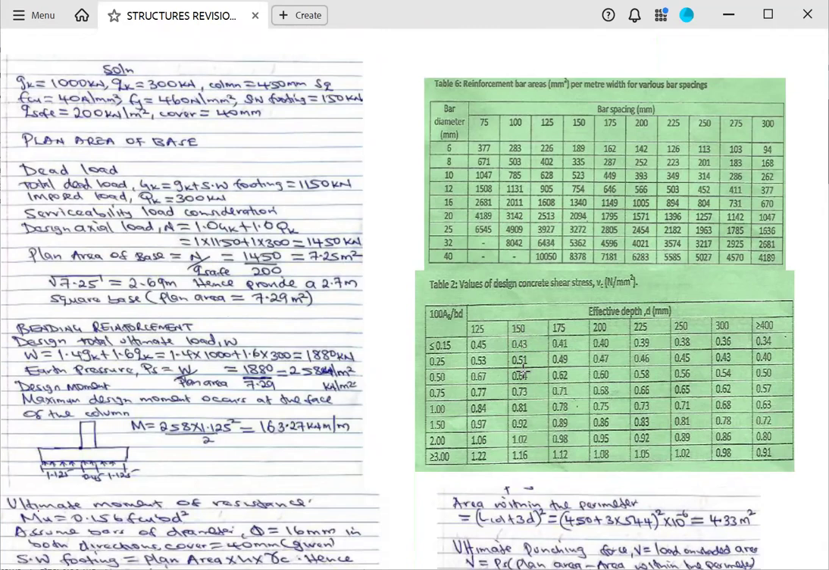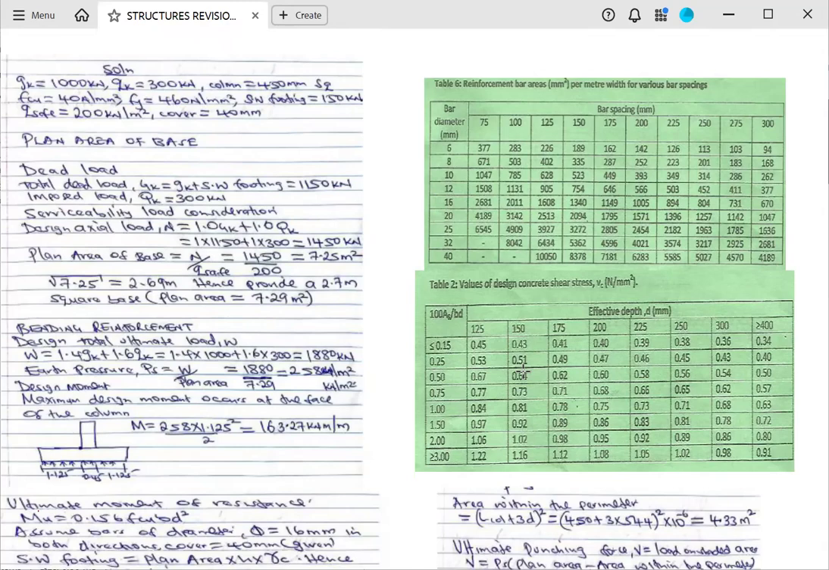Now, under plan area, we shall compute dead load. Total dead load here will become the applied total load plus self-weight of footing and column, which is 1000 plus 150, 1150 kilonewton. Imposed load we've been given as 300 kilonewton. Now, as I've told you, serviceability load consideration here, design axial load N will be 1.0 dead plus 1.0 imposed. That is why we have 1 times 1150 plus 1 times 300, giving us 1450 kilonewton.